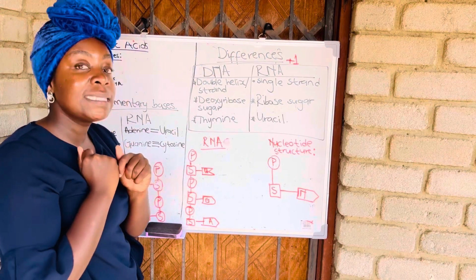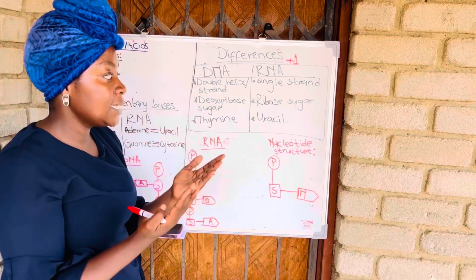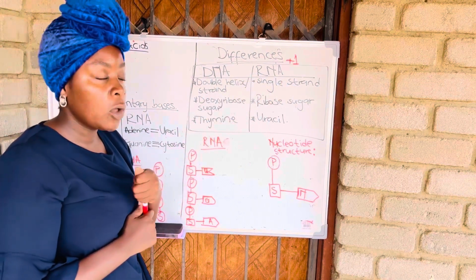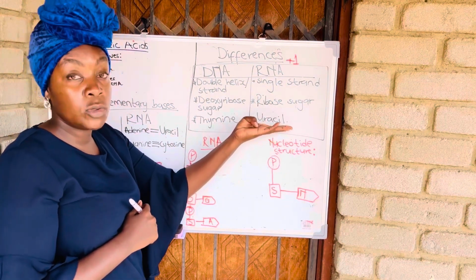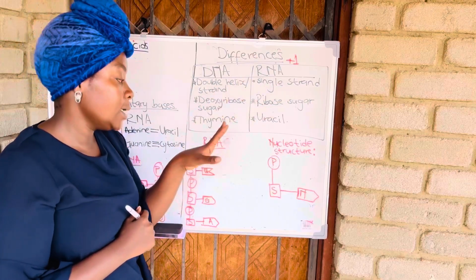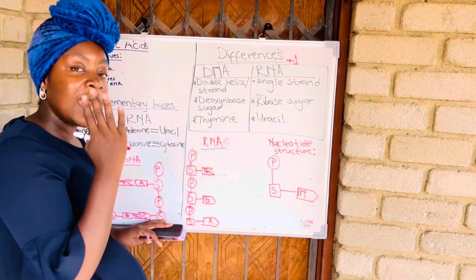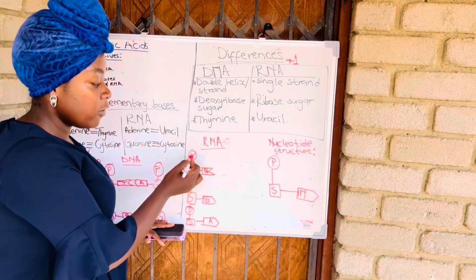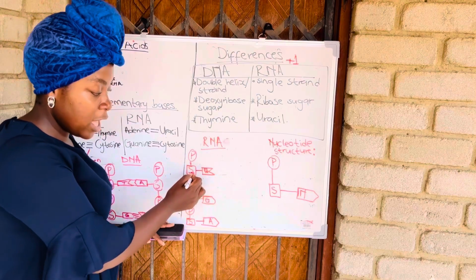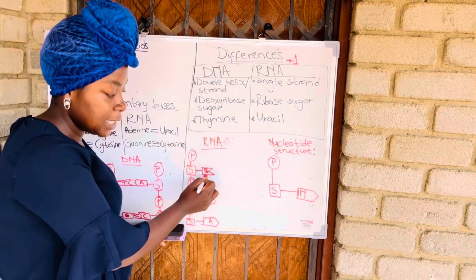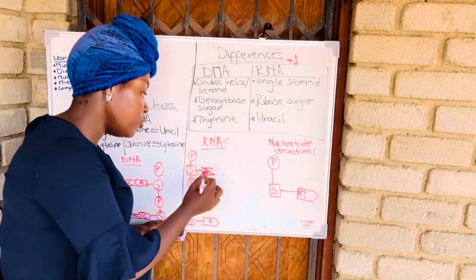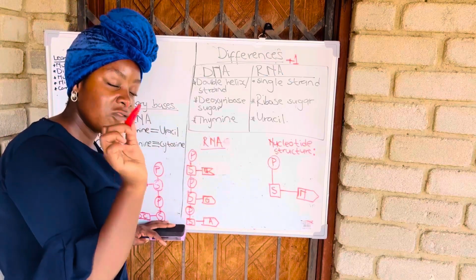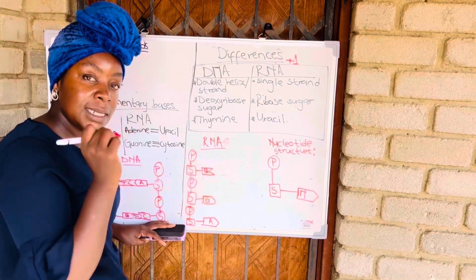Now, let's look at the structure of RNA. As we have stated, RNA has uracil and it is also single-stranded. This is the structure of RNA. RNA is not double helix, it's single-stranded. So we are going to have our phosphate group, our sugar, and a nitrogenous base. Instead of thymine, we are going to have uracil. But guanine we can have, cytosine we can have, adenine we can have. The only difference is that uracil replaces thymine.